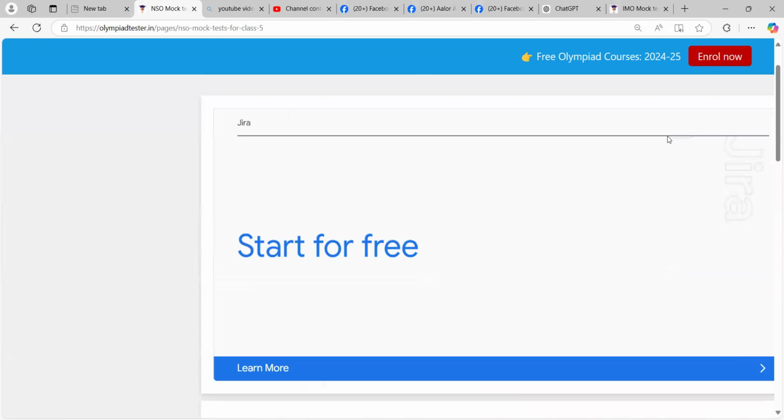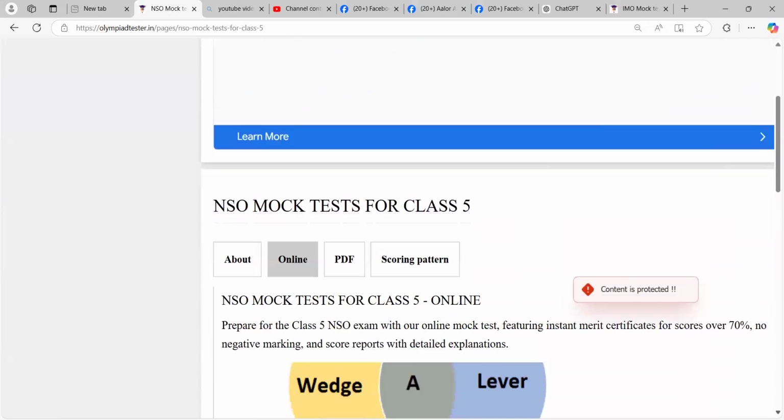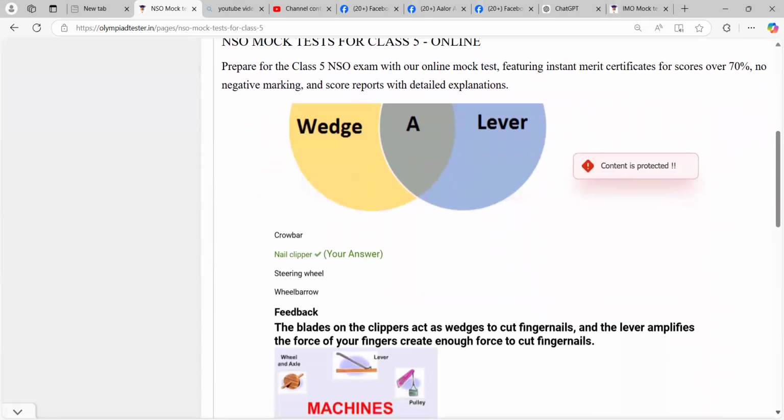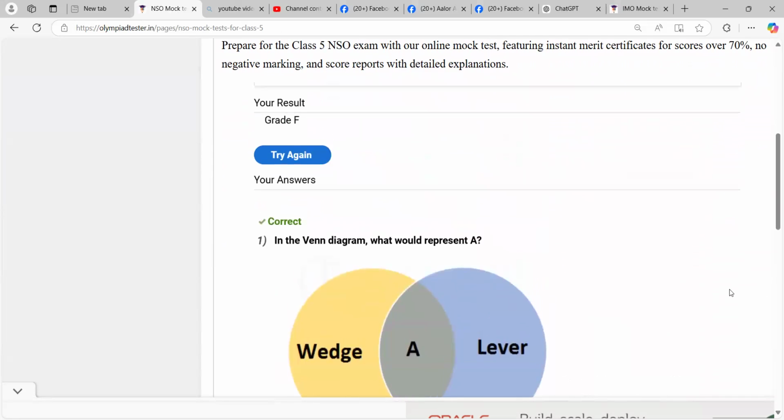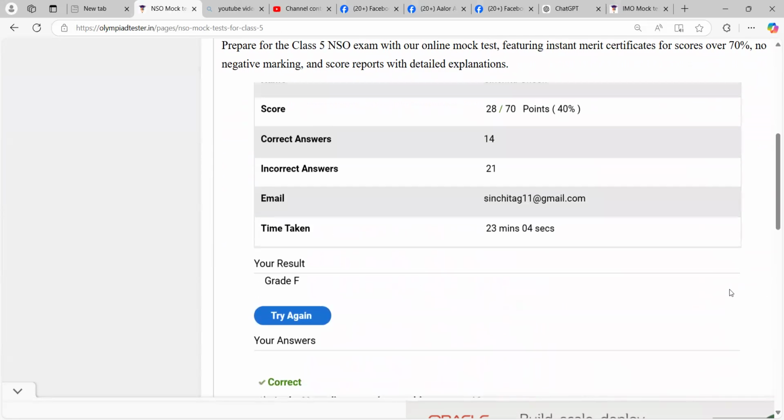Yes, this is your scorecard. It is 28 out of 70. You took 23 minutes 4 seconds, but still you could not score more than that. Make sure the next time when you give this paper, you score 70 out of 70. This was the second time I took this exam of yours.